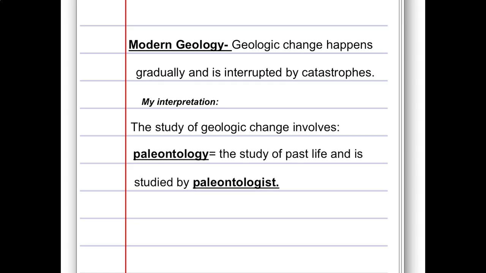the study of geologic change involves something called paleontology, and paleontology is the study of past life. Now think about what things we use to study past life. And paleontology is studied by people called paleontologists. They are the studiers of past life. So if you don't know what a paleontologist is, then maybe next to this you want to write the studier of past life. And if you were answering that question of what types of things we use to study past life and you said fossils, then you would be correct. And obviously, we do use the fossils and the old remains of things to study past life.